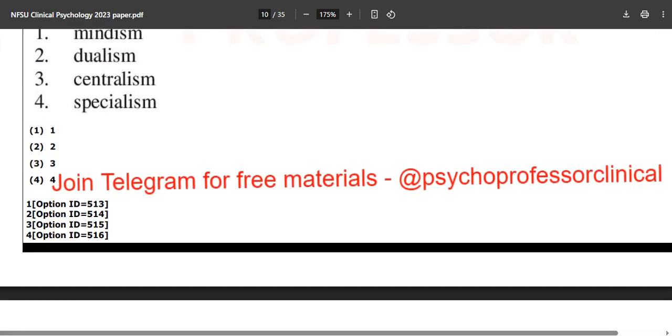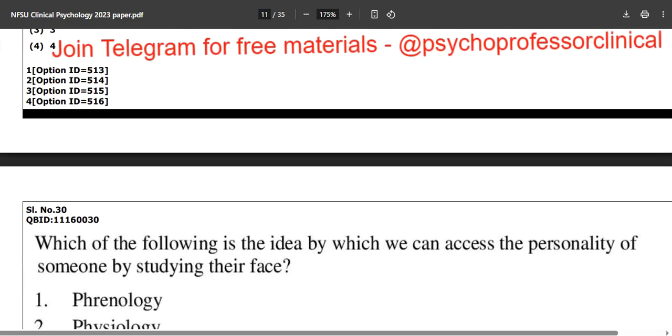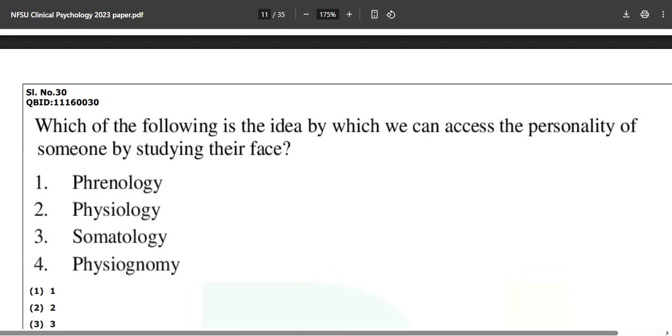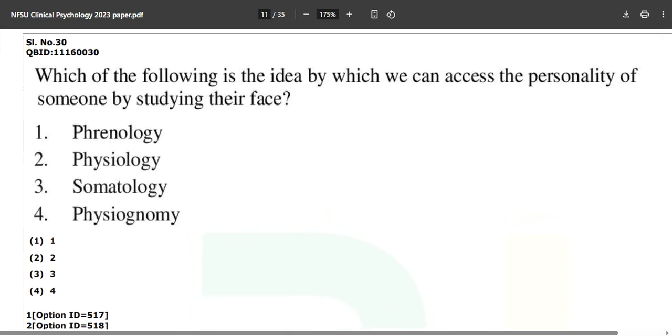Now they are asking about the history of psychology or the philosophical thought of psychology, which is given in your syllabus. We are dealing with the NFSU Clinical Psychology 2023 question paper, and this is your part number 3, the last question for the day. Which of the following is the idea by which we can assess the personality of someone by studying their face? Just by studying their face, we can assess the personality of someone.